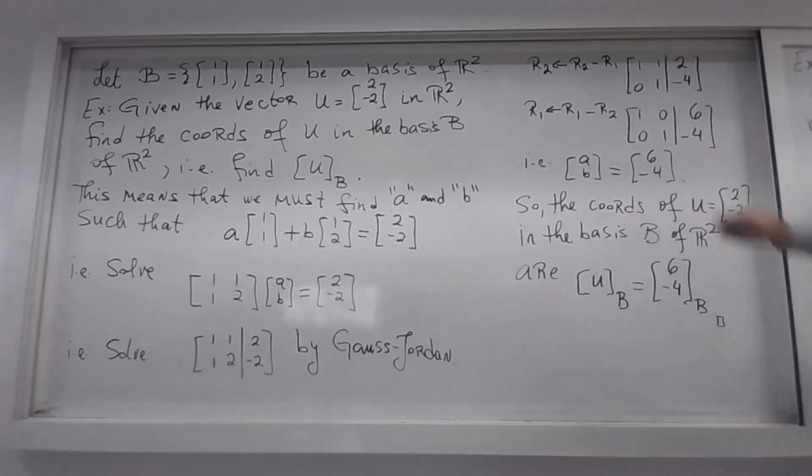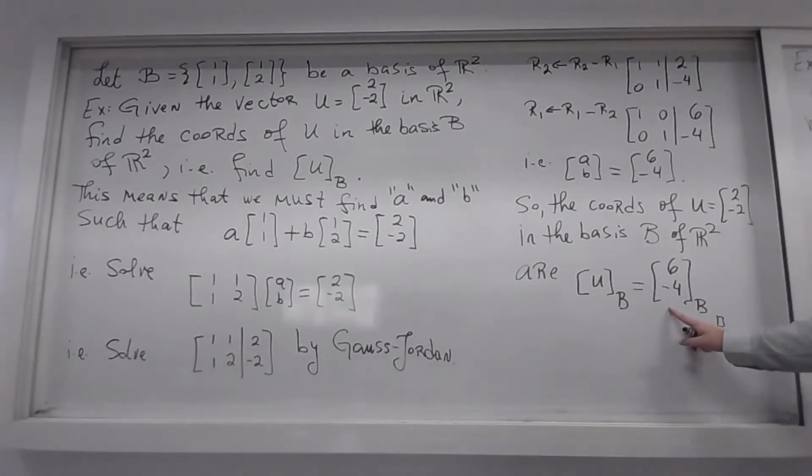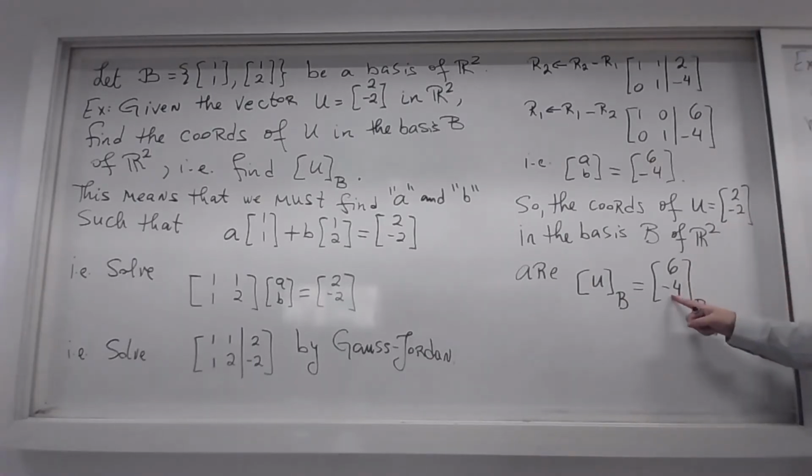So A is 6, B is negative 4. So A and B form the coordinates of the vector U in basis B. So the coordinates of the vector U that is given at the beginning, (2, -2), relative to basis B are the numbers 6 and minus 4. The meaning of this is that the vector (2, -2) you get when you multiply 6 times the first basis vector of basis B plus negative 4 times the second basis vector of the basis B. That's the meaning of this.